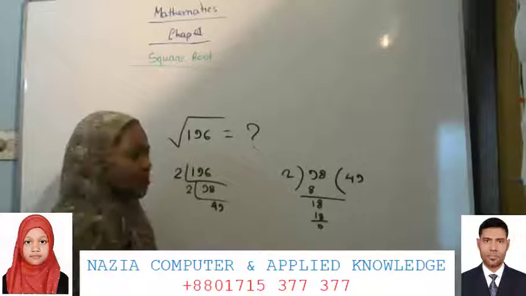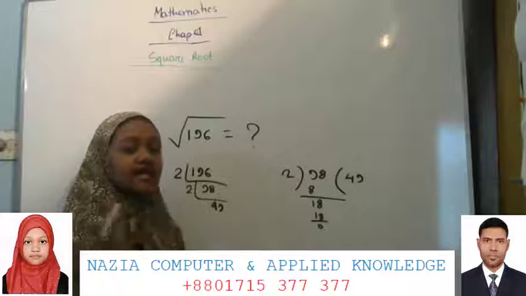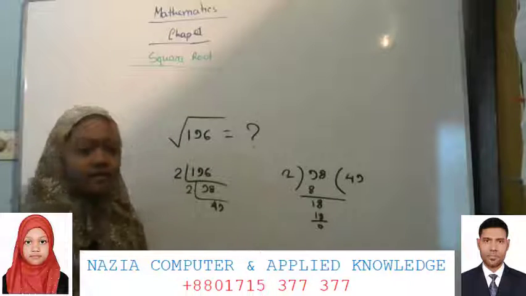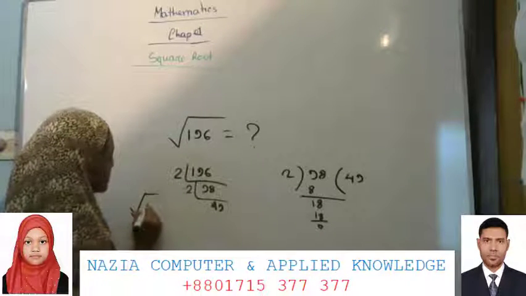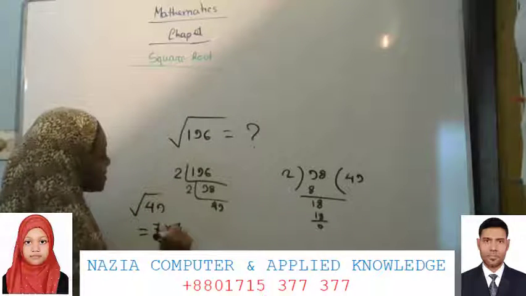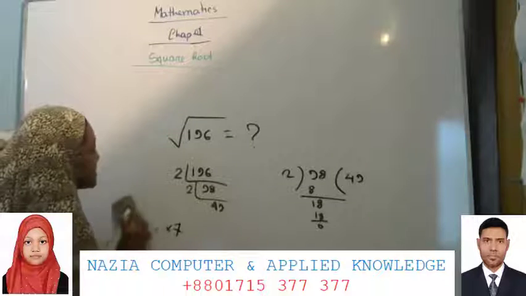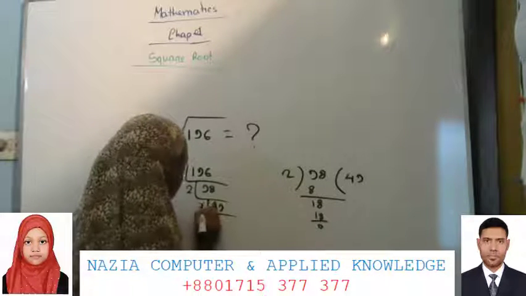So we know that 49 is divisible by 7 because 7 7s are 49. So the square root of 49. If I ask you what is the square root of 49, you can say 7, because 7 7s are 49. Like this, we have 7, 7.